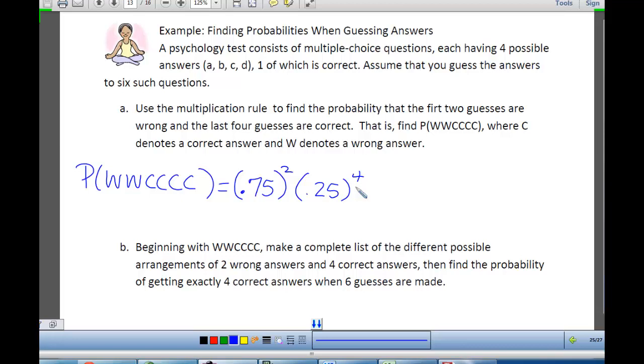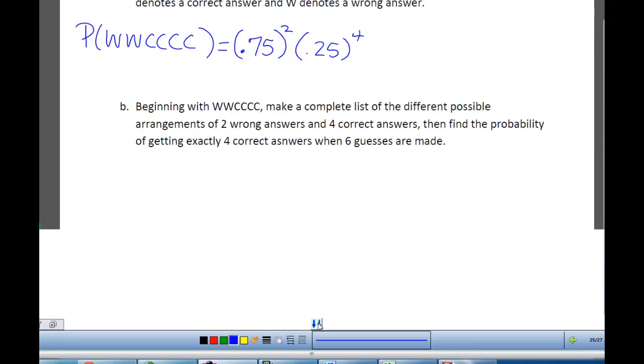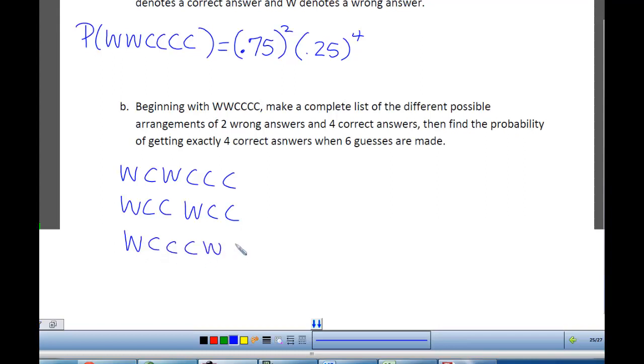Okay, I'll write a few of them. I don't know if I'm gonna take time to write them all, but let's say we had wrong, correct, wrong, correct, correct, correct. Okay, wrong, correct, correct, wrong. I mean, we could be here forever. All right, and that's just with this one staying in the first position. If I move him, then we're not going to write all those out. Okay, there are a lot of different ones. We'll just say that.